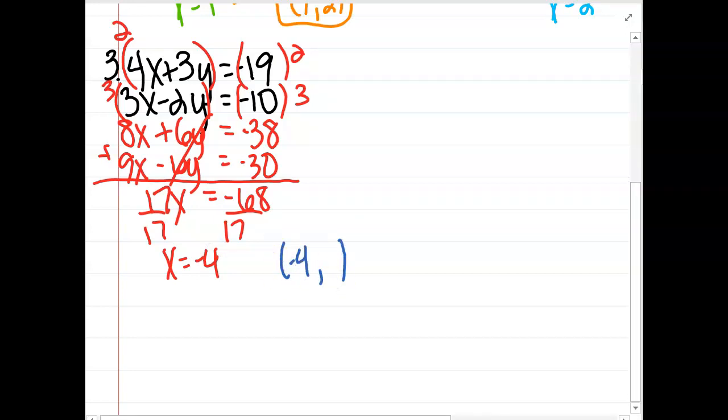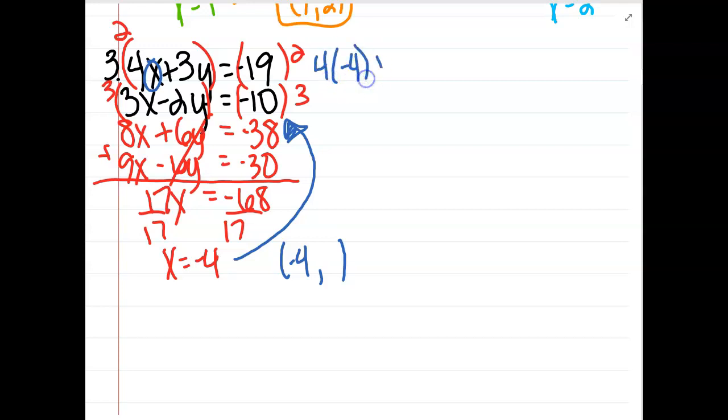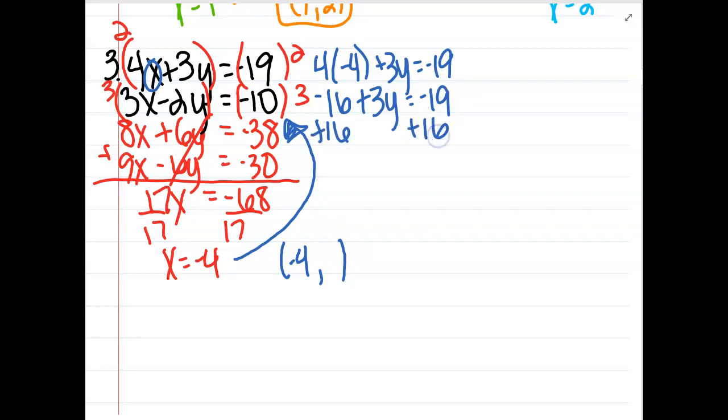And then the last step here, take that negative 4 and plug it in somewhere up here. So maybe we plug it into the first equation, because of course it's plus 3y. So we're going to do 4 times negative 4 plus 3y equals negative 19. 4 times negative 4 is negative 16, plus 3y equals negative 19. Add 16 to both sides. So we'd have 3y equals negative 3. Divide by 3, we get negative 1.